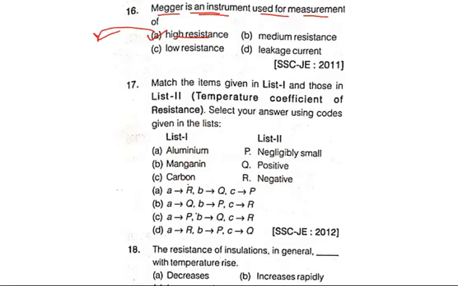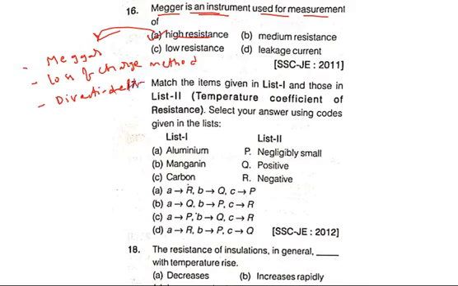And for measurement of high resistance, what are the methods we use? Firstly, we use the Megger. Second, the loss of charge method will be used, and the direct deflection method. All these are very important. So Megger is an instrument used for measurement of high resistance. One is Megger, another is the loss of charge method, another is the direct deflection method. All these three methods will be used for measurement of high resistance.